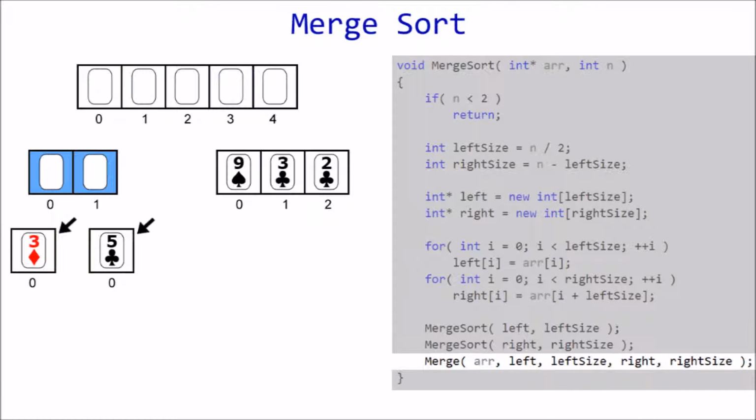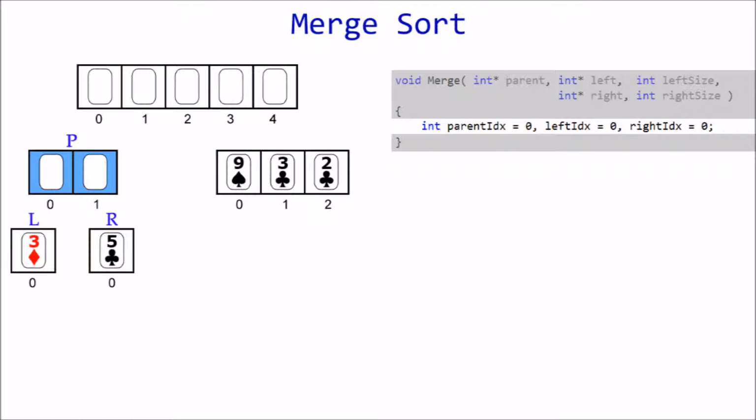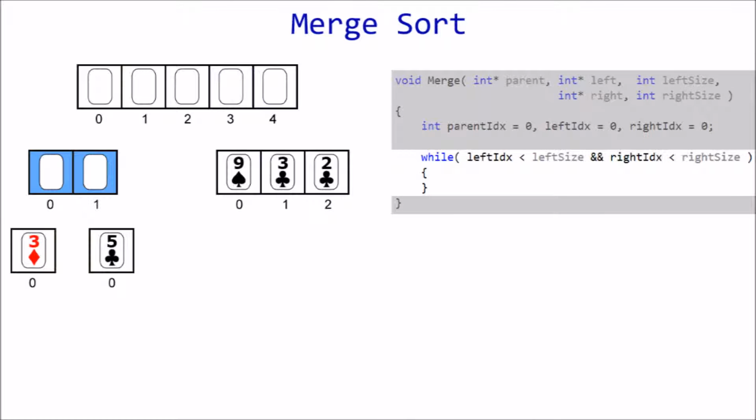Now we can start merging back together by stepping into the merge function. The first parameter is the parent of left and right, the one highlighted in blue. We start by declaring 3 indices to keep track of where we are in each array. Next, we enter a while loop that continues to execute until either the left or right array reaches the end. Because if one side reaches the end, we have nothing to compare the other side to. In this case, we can see that left index is less than left size and right index is less than right size, so we can enter the loop.